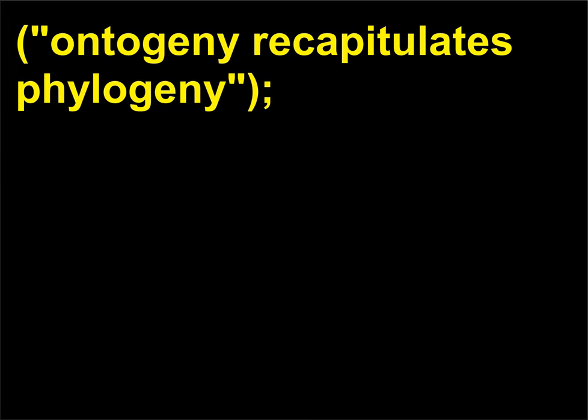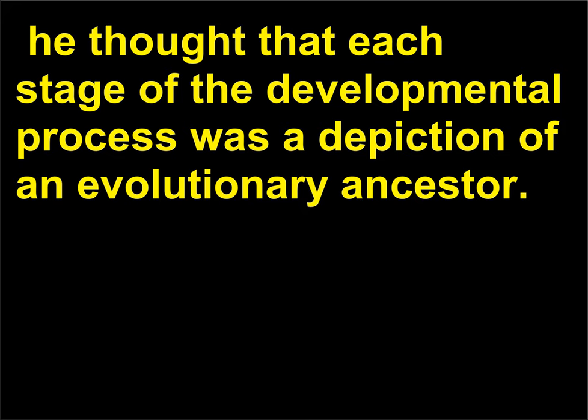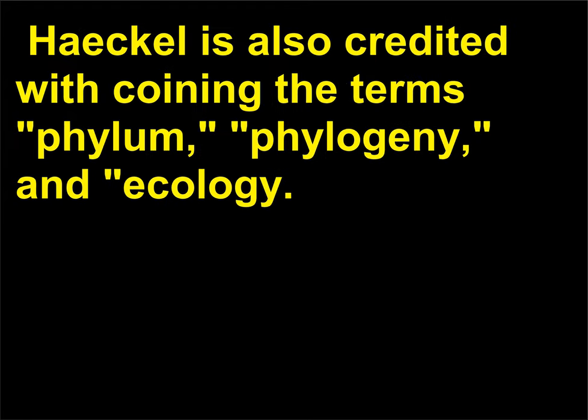Ontogeny recapitulates phylogeny. He thought that each stage of the developmental process was a depiction of an evolutionary ancestor. Haeckel is also credited with coining the terms phylum, phylogeny, and ecology.